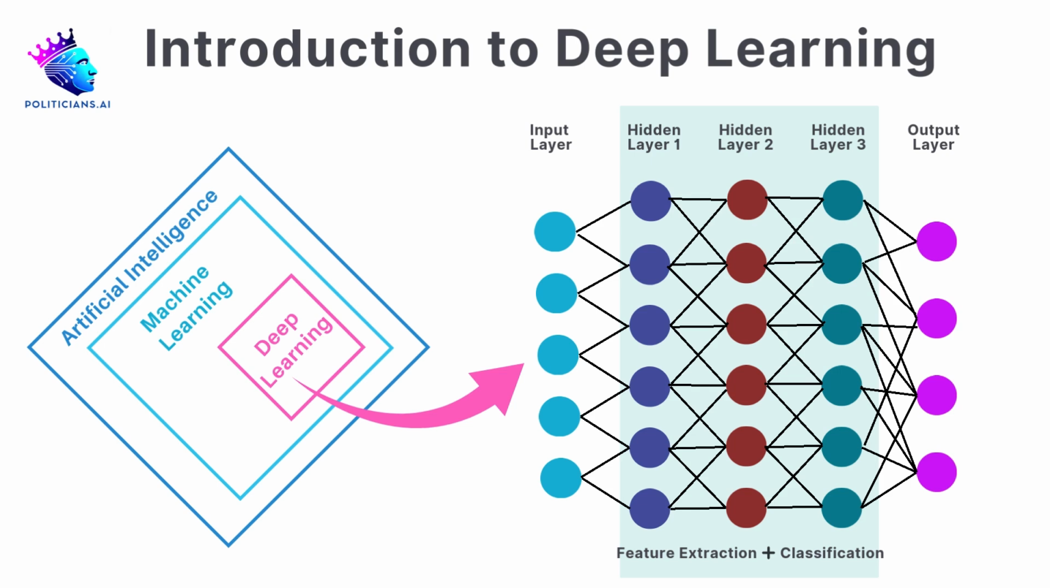Then we have the hidden layers. These are the layers that process and transform the data. Each hidden layer takes the output from the previous layer and extracts more detailed features. The first hidden layer might detect simple things like edges, the next hidden layer might detect shapes, and the deeper layers start identifying complex patterns like objects or faces.